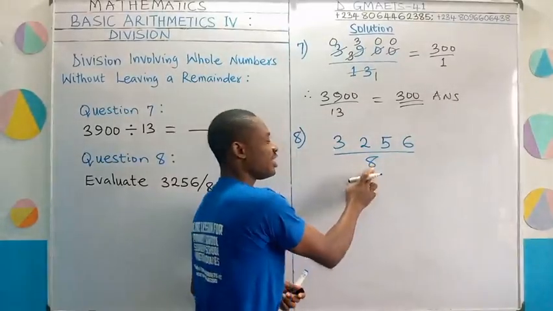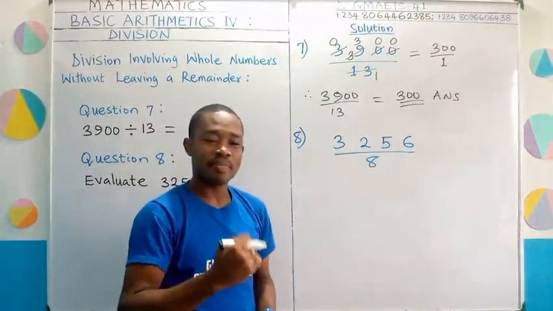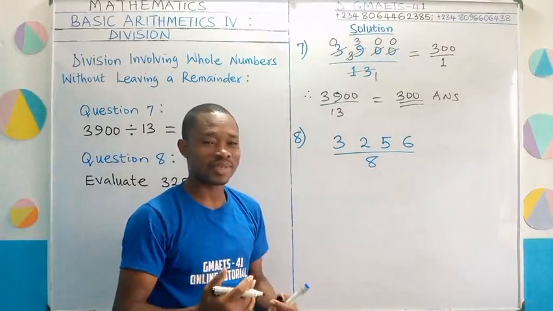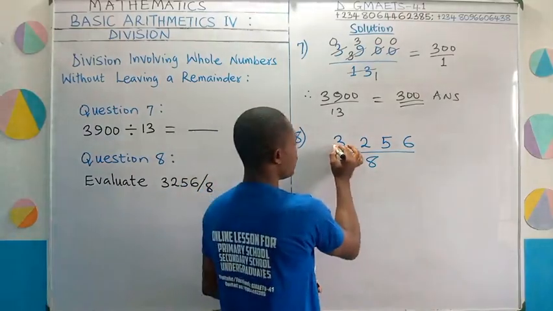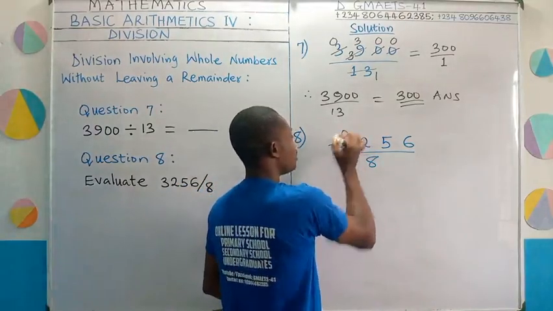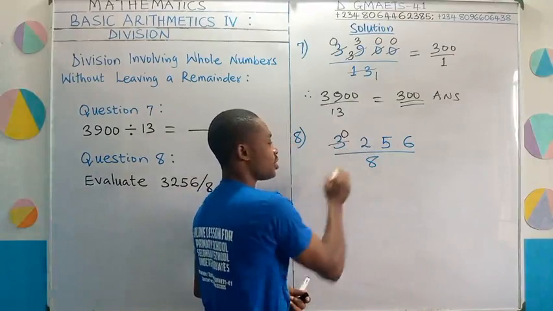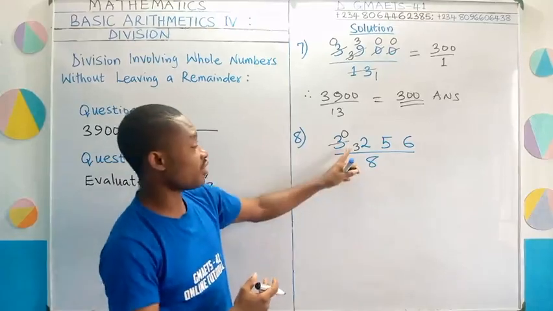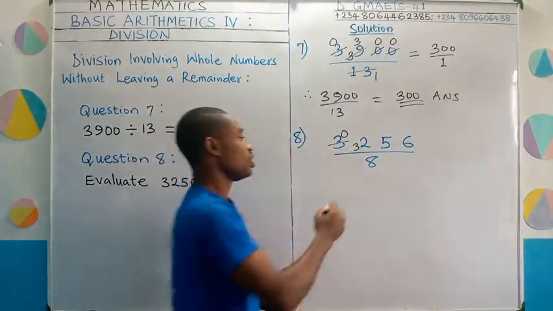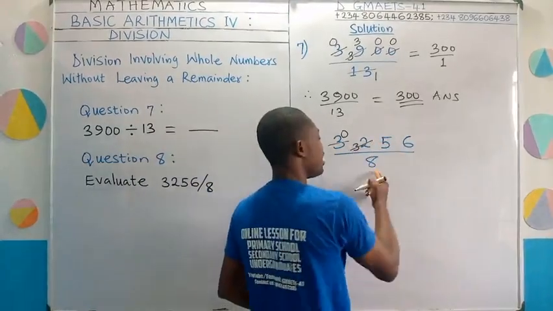3 divided by 8. Small number divided by bigger number. It is not possible to divide it, so of course, the answer is 0 remainder, that small number you are dividing. So we have 0. The remainder is 3. Attach the 3 to this 2, the next digit, in front here. You get 32. Divide that 32 by 8.